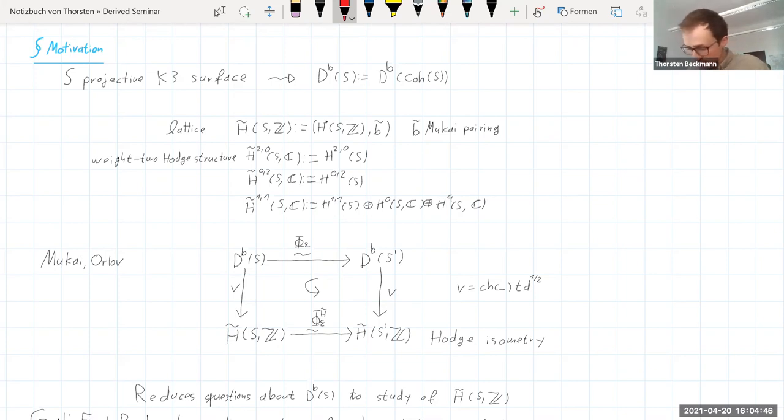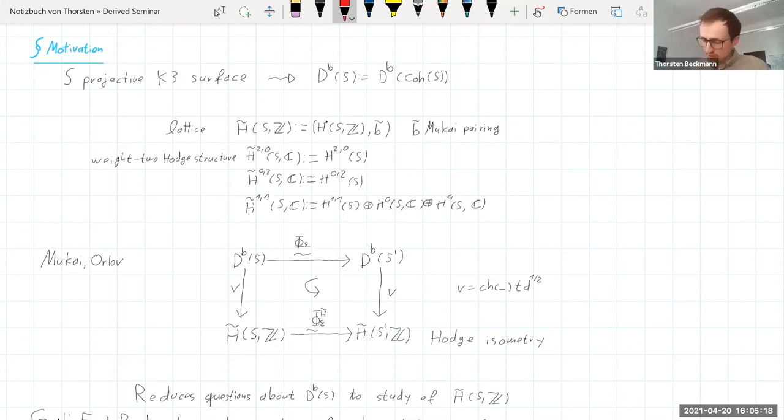This derived equivalence then, via the cohomological Fourier–Mukai transform, which I denoted here below as phi_E and then H tilde, where we take the Mukai vector of the Fourier–Mukai kernel, induces by the usual Fourier–Mukai calculus a Hodge isometry for this lattice. That means it respects the integral structure, it respects the Hodge decomposition over C, and it respects the quadratic form.